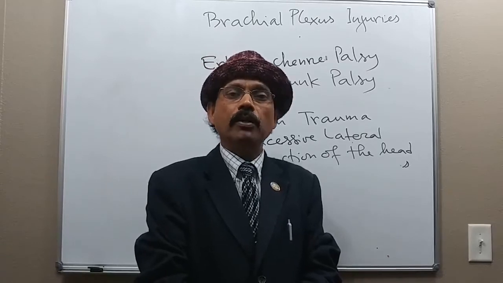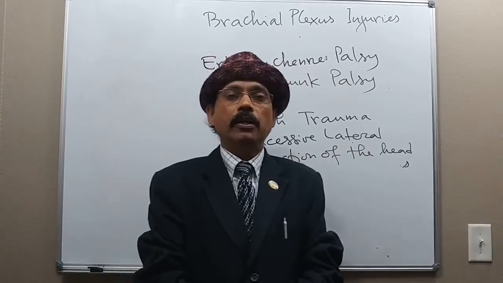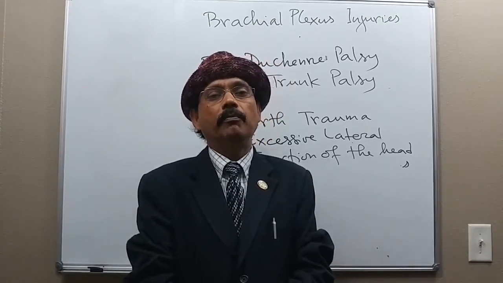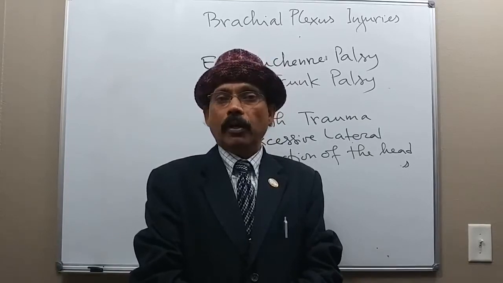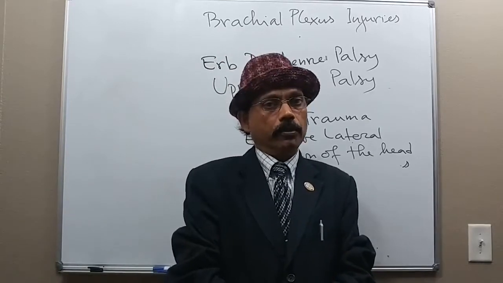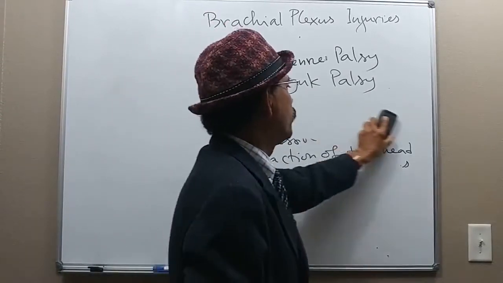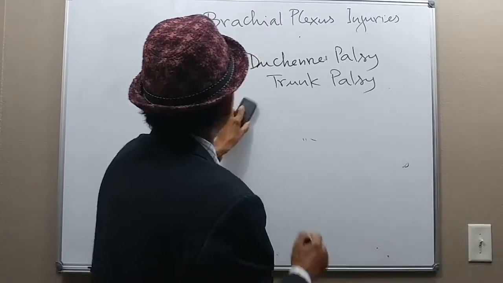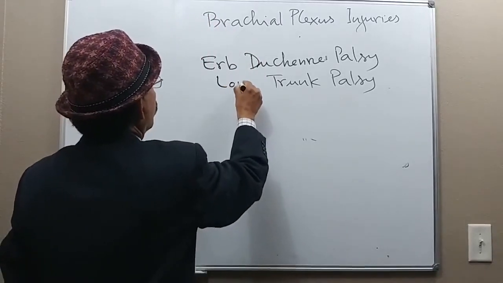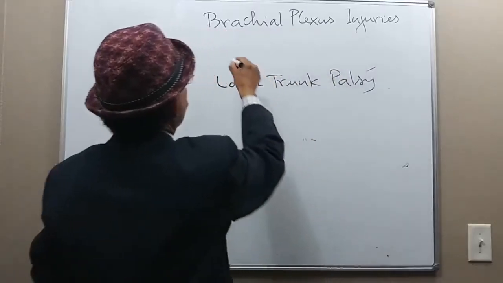The upper trunk is formed by C5, C6. Muscles paralyzed are the deltoid, biceps brachii, brachialis, and also the small muscles of the shoulder. So you have Erb-Duchenne paralysis, and Klumpke's paralysis, or lower trunk paralysis.